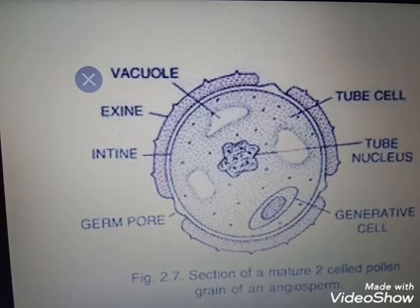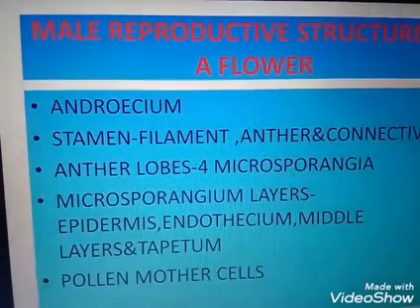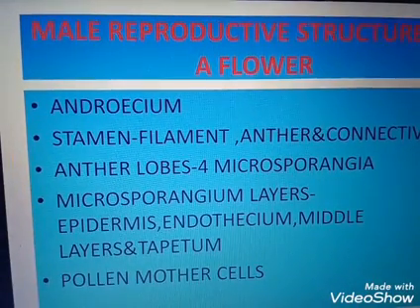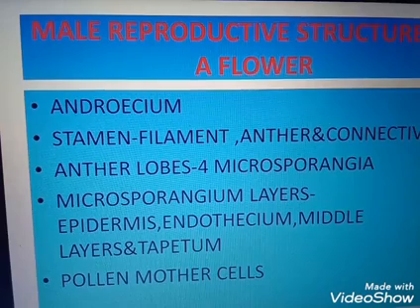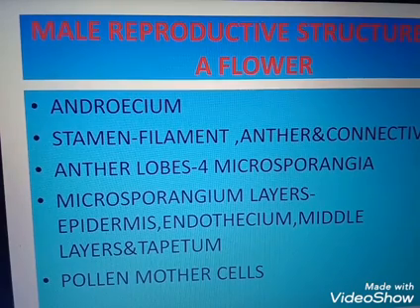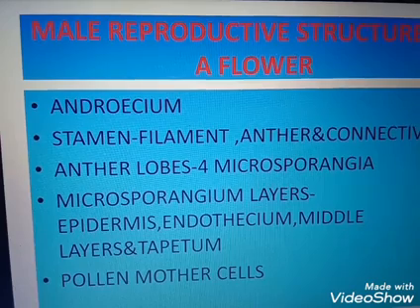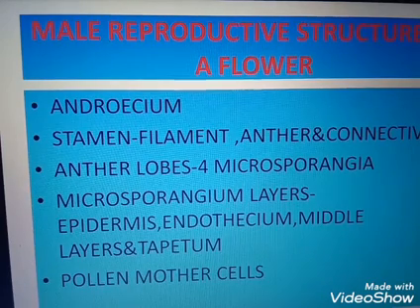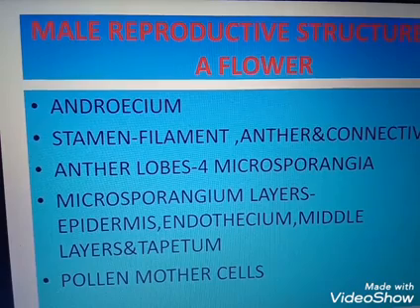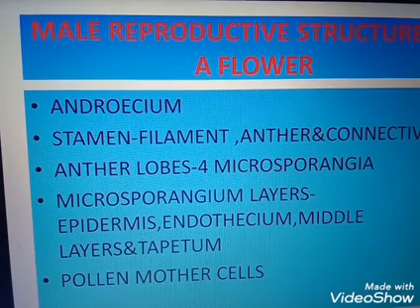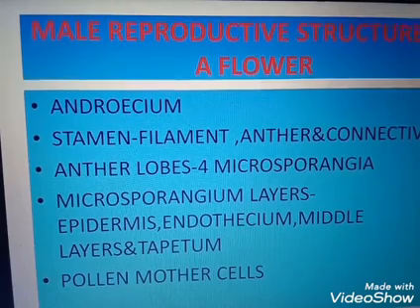So this is about the male gametophyte. I hope you can all understand the points that I discussed here. Once more, for my satisfaction, I am describing the portions again: androecium, the male reproductive part, androecium, stamen, and the lobes. The lobes contain 4 microsporangia. Then the microsporangium has layers: epidermis, endothecium, middle layers, and tapetum. It has the pollen mother cell.